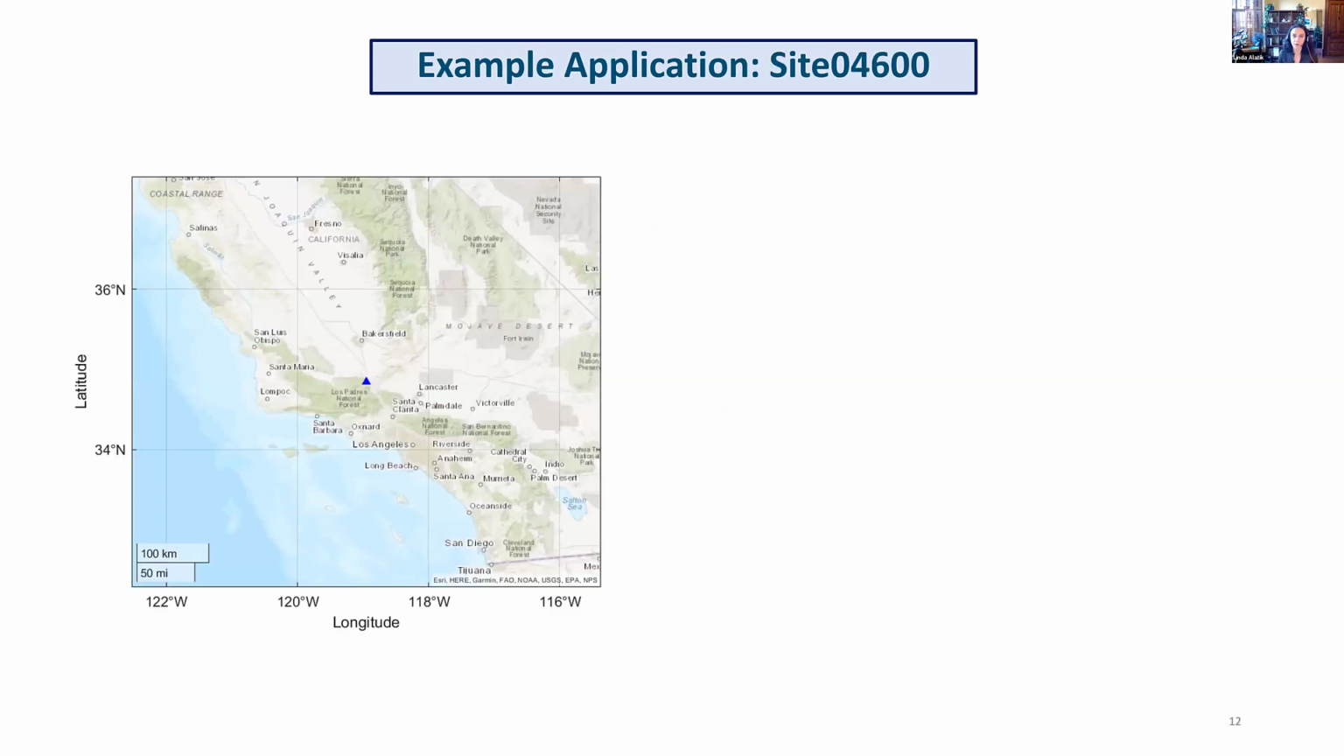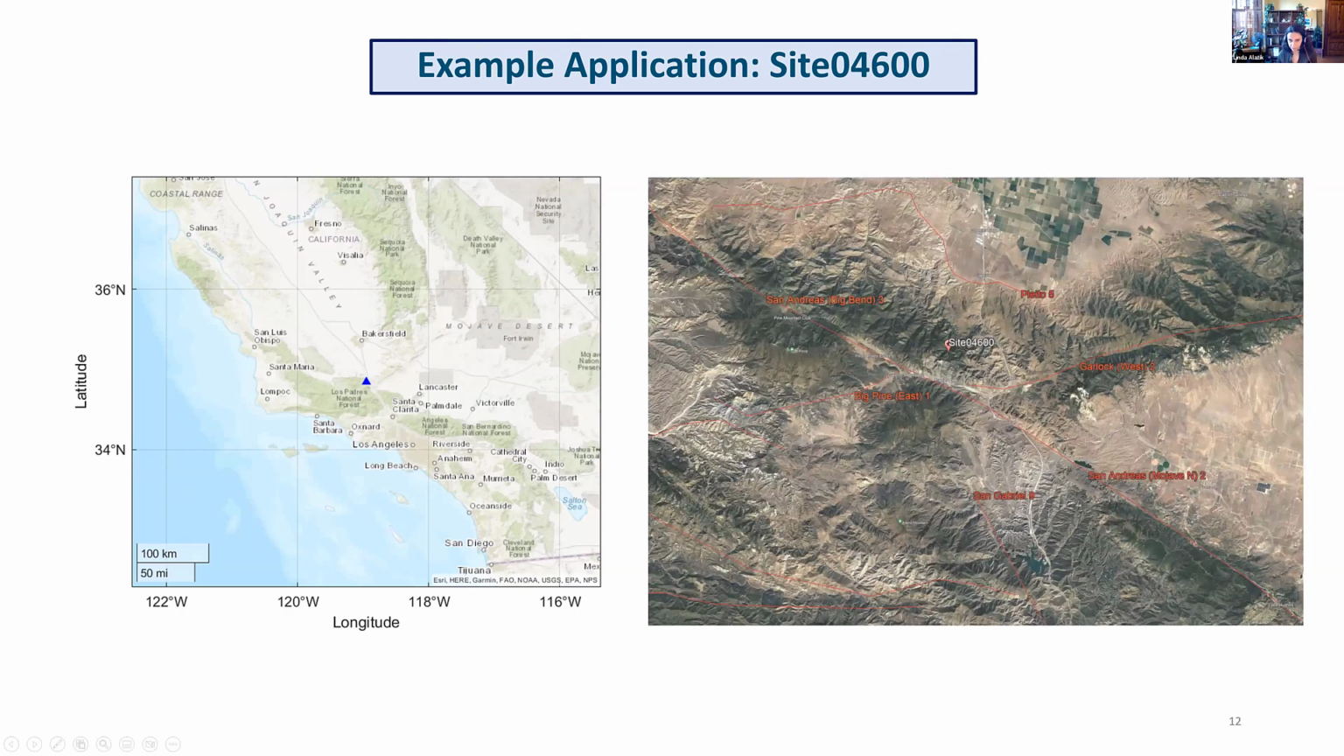So let me now show a quick example implementation out of the 19,316 sites. I'm going to show the results for this site here in Southern California, shown with the blue triangle. If we zoom in to see what faults are nearby, this is the site. We see that it's really within 5 kilometers from the San Andreas fault, as well as also close to the Garlock and the Big Pine faults.